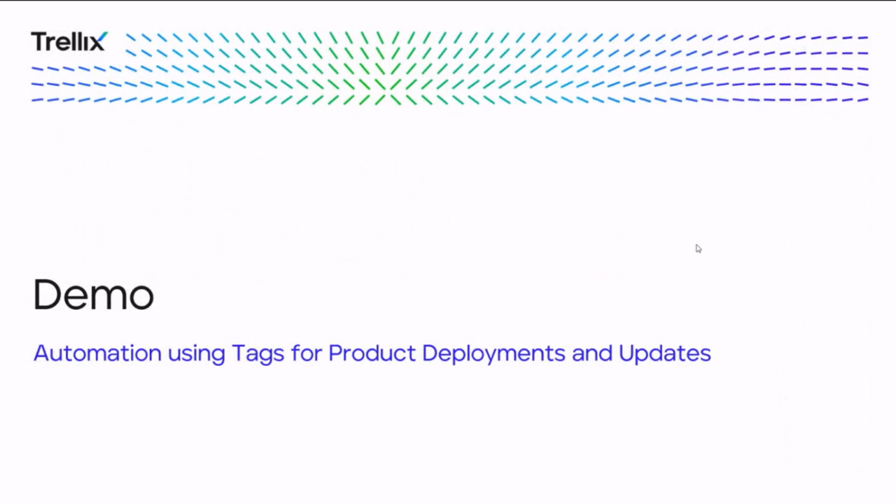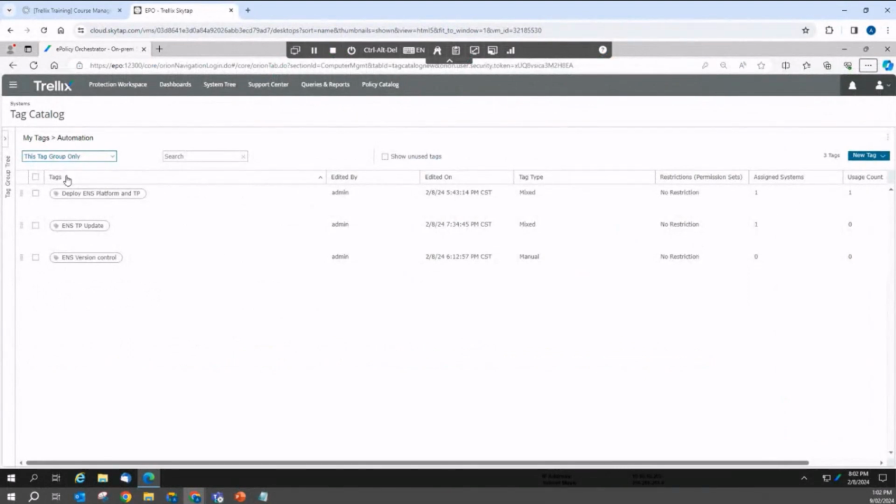So let's get into our demo for utilizing those tags for product deployments and updates. I'm in the EPO now. We can see I've gone straight to my tag catalog. This is not going to be our start point though. This is just where I was working prior to the webinar commencing.